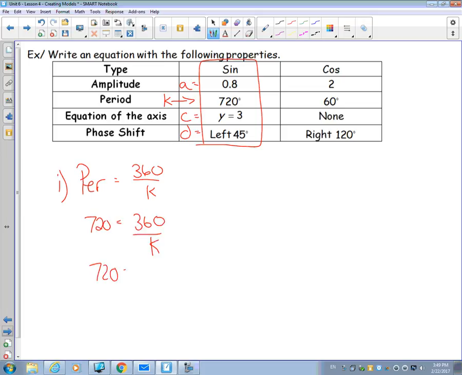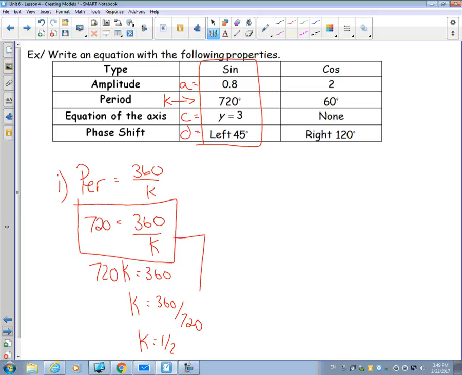We can cross multiply and then divide 360 over 720. Or in other words, it's 1/2. I wrote out the long way for a reason. If you notice, we started out at 720 equals 360 over K, and then eventually we got down to K is 360 over 720. So sometimes it might be handy to use the idea that K is always 360 divided by the period. It's just a rearrangement of this equation. And it helps us to figure out that K value really quickly.